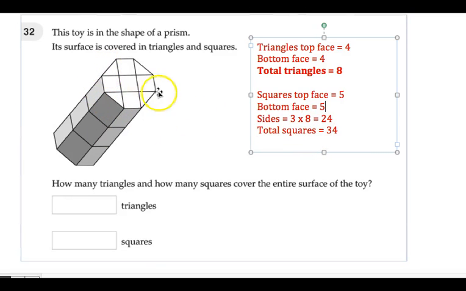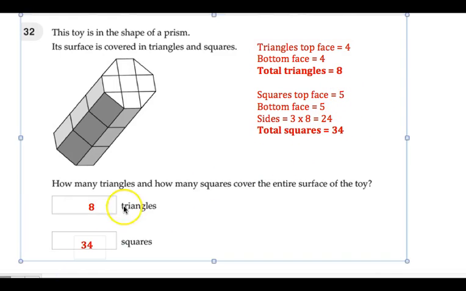So we've got 8 times 3, which is 24. Adding those all up together, the total number of squares is 5 plus 5 plus 24, which is 34. So therefore we've got 8 triangles and 34 squares.